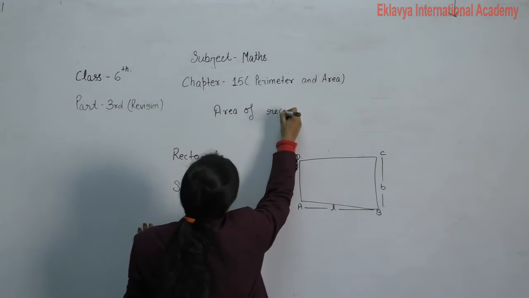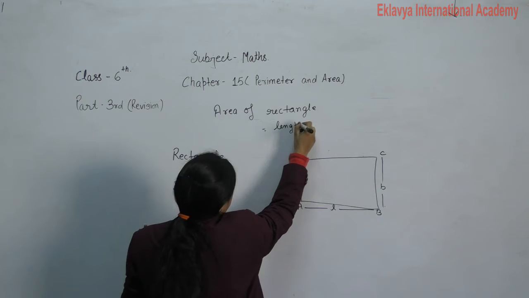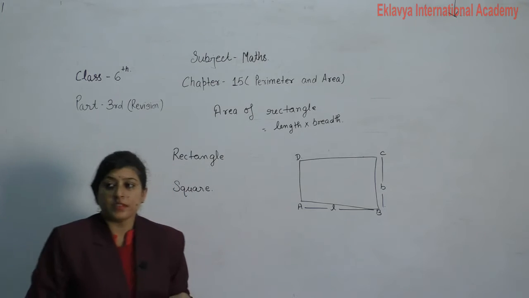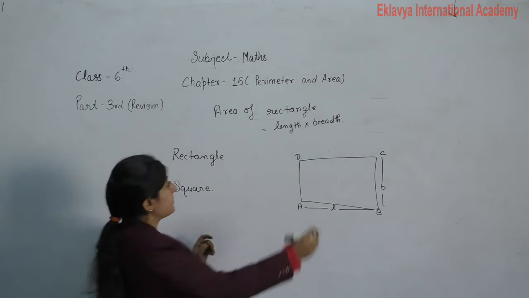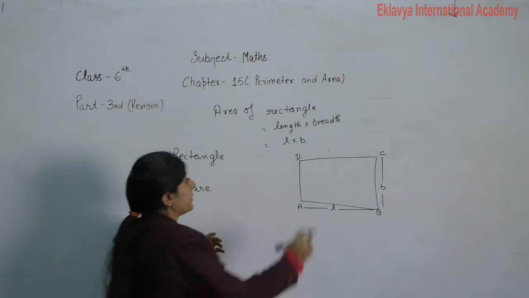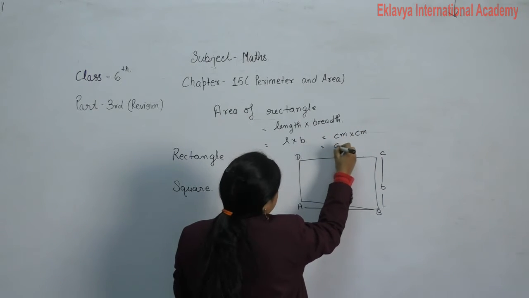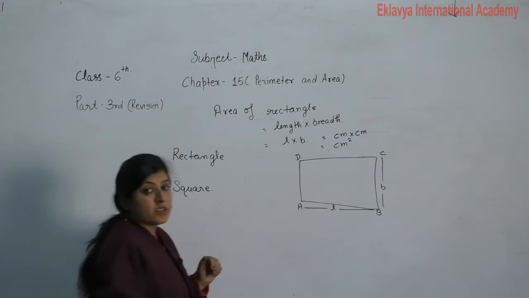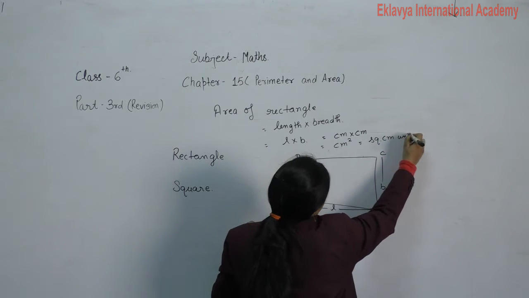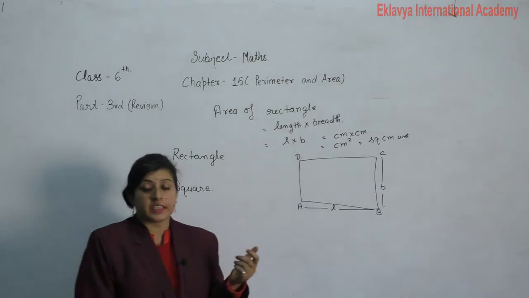Area of a rectangle is equal to length multiplied by breadth, means L into B. Now see the unit of area. Suppose length is in centimeter and breadth is also in centimeter. It becomes centimeter square, or we can write square centimeter unit. What is the unit of the area? That is a square unit, we can say.